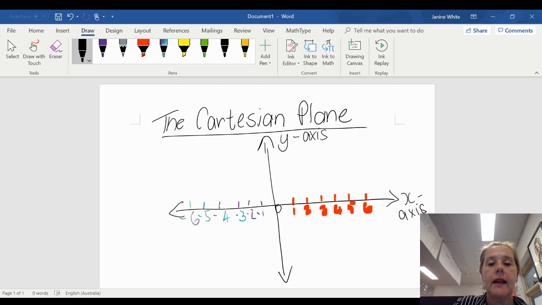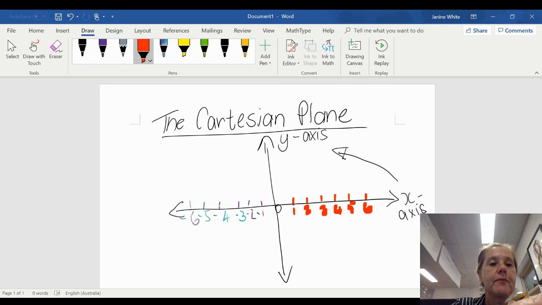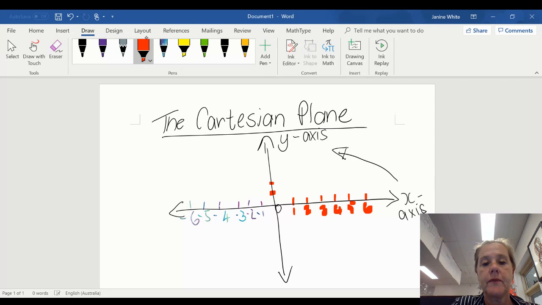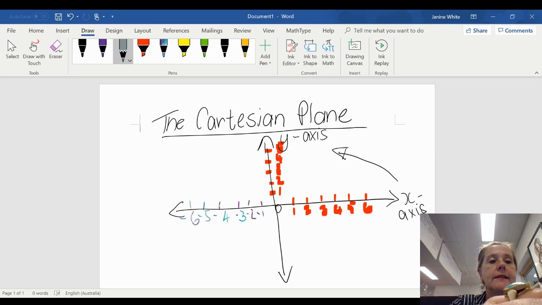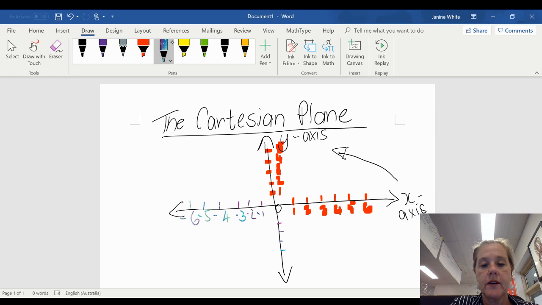Now, if we look at the y-axis, I said this is also a number line, and it's as if we've taken that x-axis and we have just rotated it anti-clockwise. So the positive integers on the y-axis will be at the top. And the negative integers will be down the bottom.